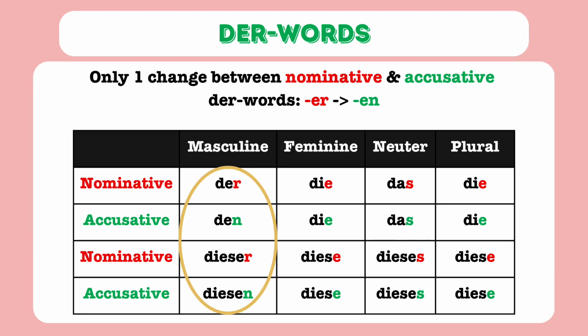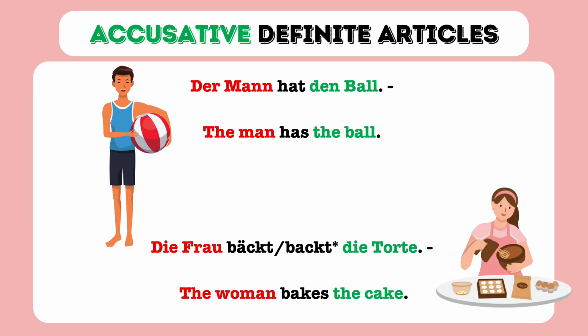This also gives us the second version of our mnemonic device, so now we have the nominative case, rese, R-E-S-E, and now the accusative case, nesse, N-E-S-E. Rese, nesse. Here are some examples of how to use the direct object in the accusative case in German.